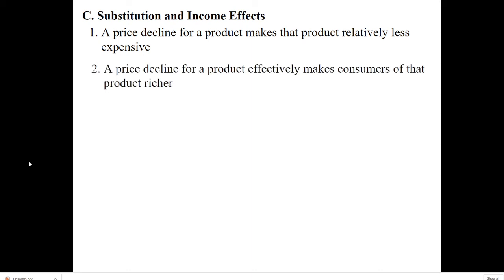Then we have what is called the substitution and income effect. A price decline for a product makes that product relatively less expensive. A price decline for a product effectively makes the consumer of that product richer. So when the pizza is now costing $1, my $10 budget can now buy me 20 slices, where before it could only buy me 5 slices. So I therefore have more real income because of the decline in price.